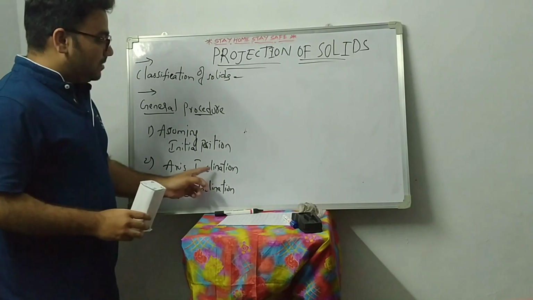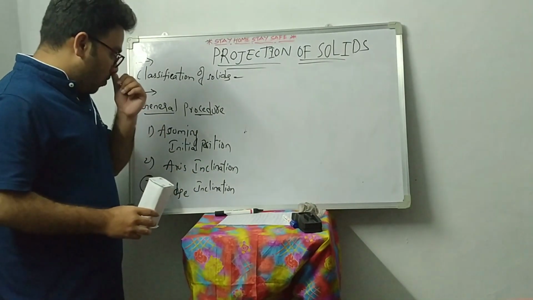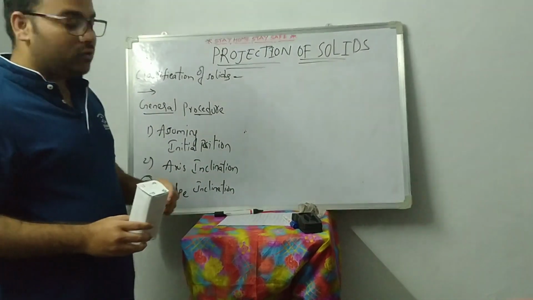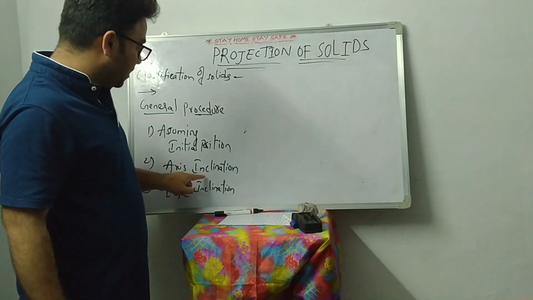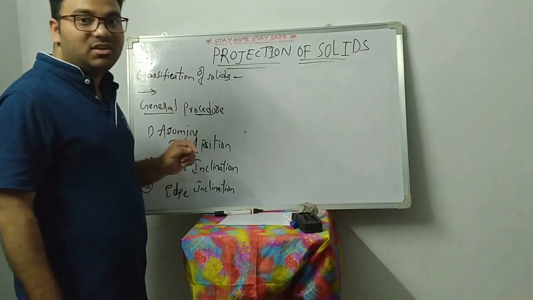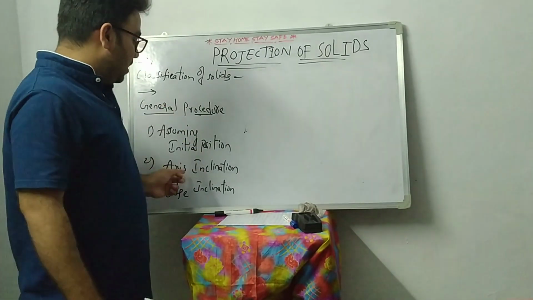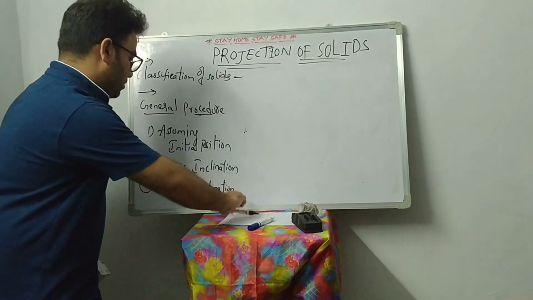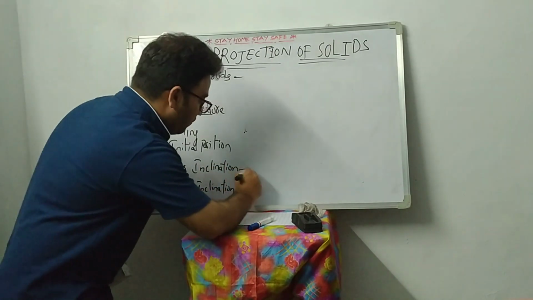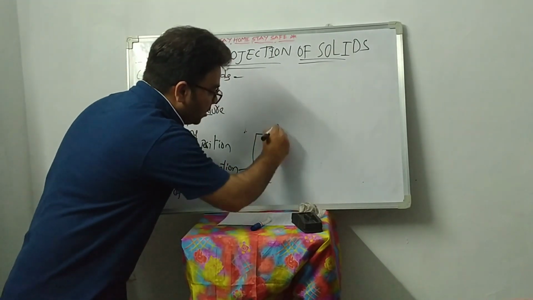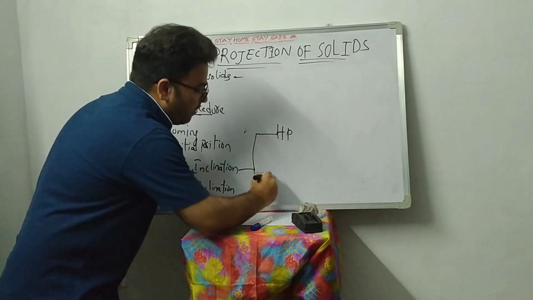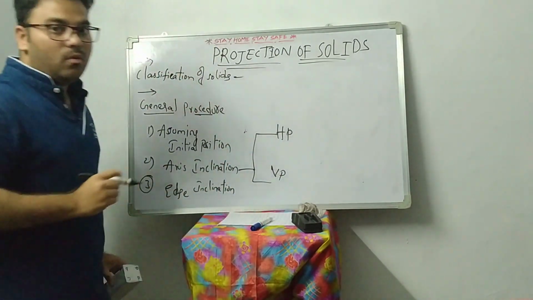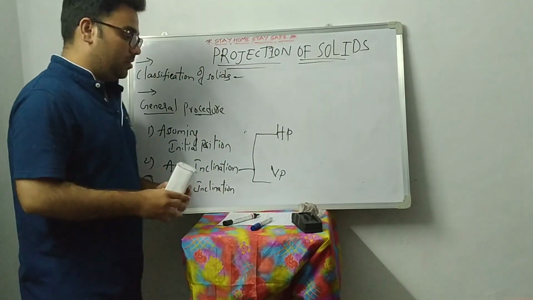Next one is axis inclination. So what is axis inclination? Depending on the axis inclination, we are going to assume the initial position. So if the axis is inclined to HP and if the axis is inclined to VP, what are the situations? Let us see.